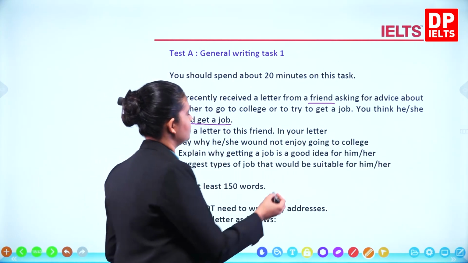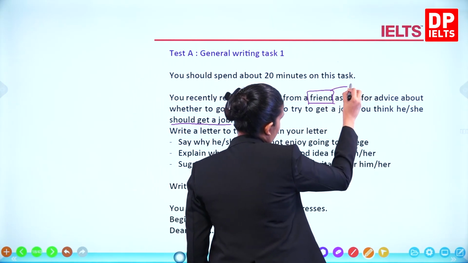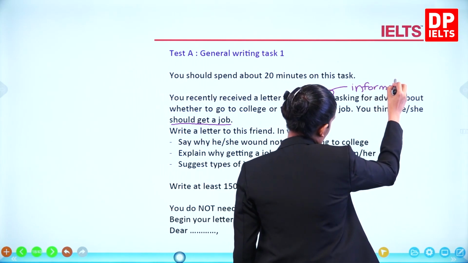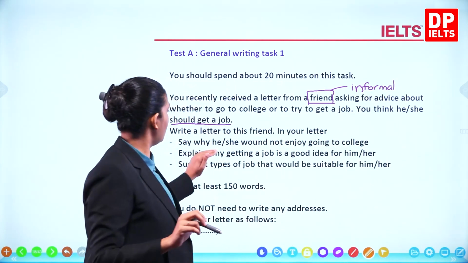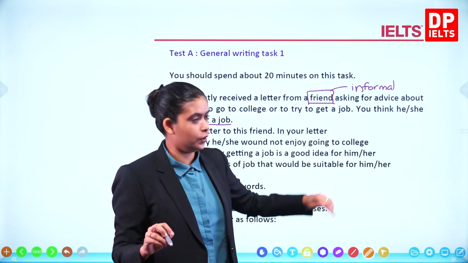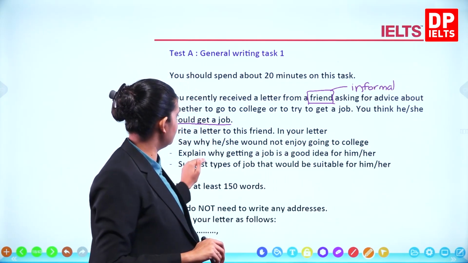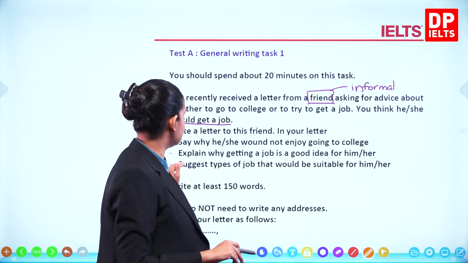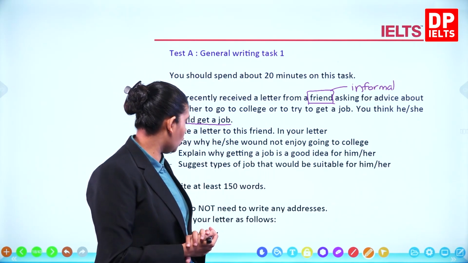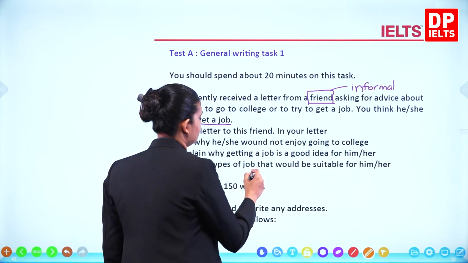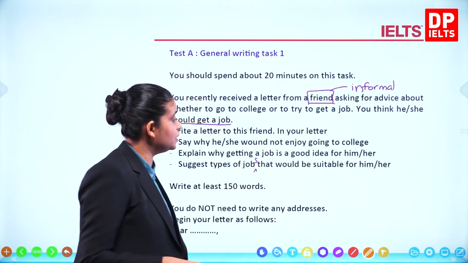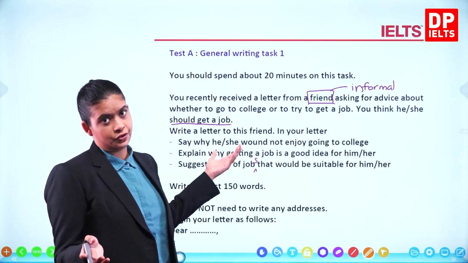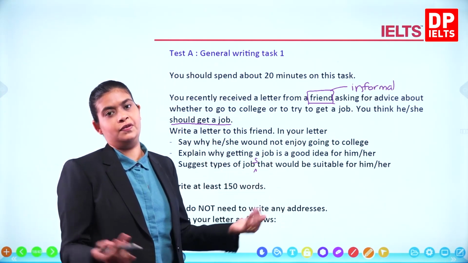So friend means, what does it mean? It means that this is an informal letter. Say why he or she would not enjoy going to college. Explain why getting a job is a good idea for him or her. And suggest the types of jobs, okay? Oops, it should be jobs. Suggest the type of jobs that would be suitable for him or her, right? If it is one job, you could talk about that. If it is many, you could talk about a few options.